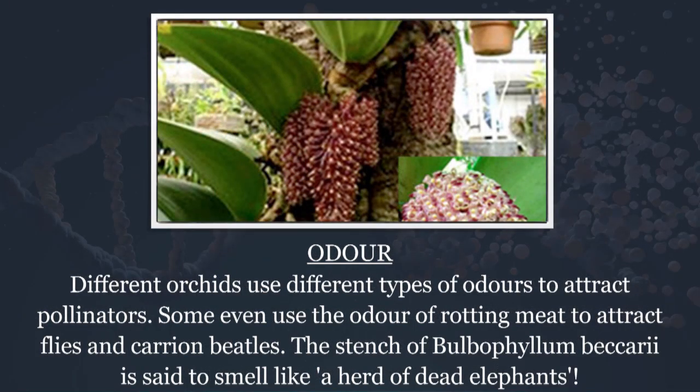Then there's this matter of odor. Different orchids use different types of odors to attract pollinators. This is amazing. Some even use the odor of rotting meat to attract flies and carrion beetles, such as the Bulbophyllum beckeri, and it's said to smell like a herd of dead elephants. Now, not having smelled a herd of dead elephants, I can't really tell you what it's like, but if you want to know what it smells like, go find one of these Bulbophyllum beckeri.